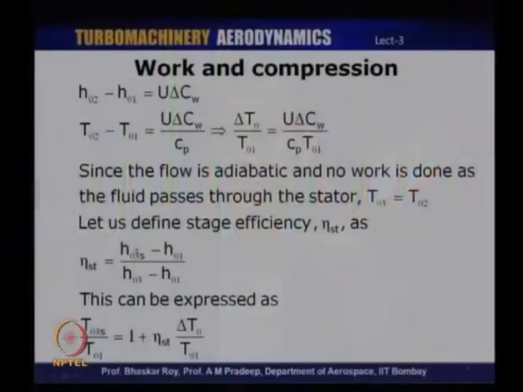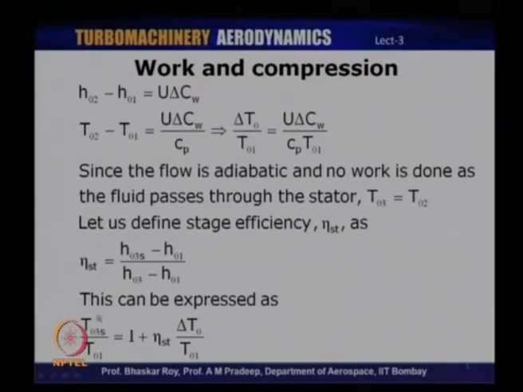So, we will define stage efficiency as equal to H03 S, or H03 prime, that is the isentropic stagnation enthalpy at the exit of the stage, minus H01, which is the stagnation enthalpy at the inlet, divided by H03 minus H01. We can express this further as T03 S, or T03 prime, which is the isentropic stagnation temperature at the exit of the stage, divided by T01. This is equal to 1 plus the stage efficiency multiplied by delta T0 divided by T01.